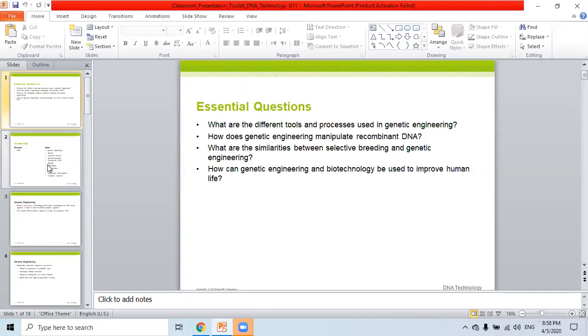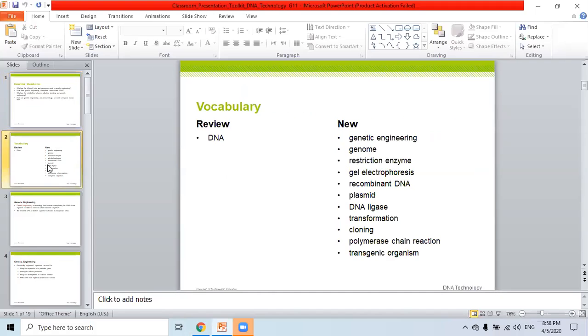Let's come to see some new words here. What is meant by genetic engineering? What is the genome? What is the human genome exactly? What are restriction enzymes? What is gel electrophoresis? What is recombinant DNA? What is a plasmid? What is DNA ligase? Transformation, cloning, polymerase chain reaction, and transgenic organism.